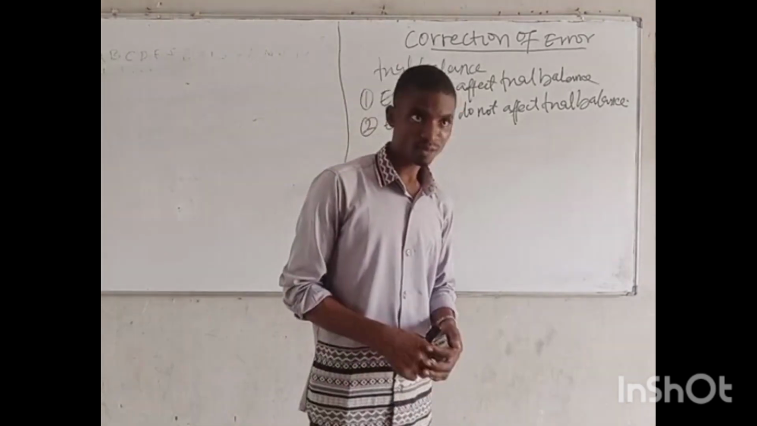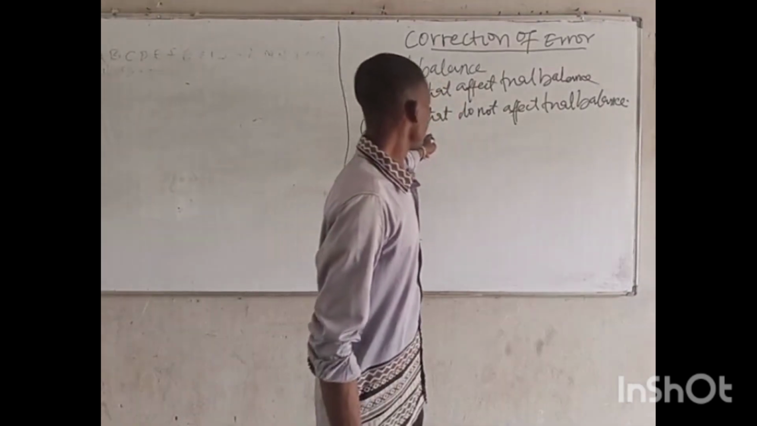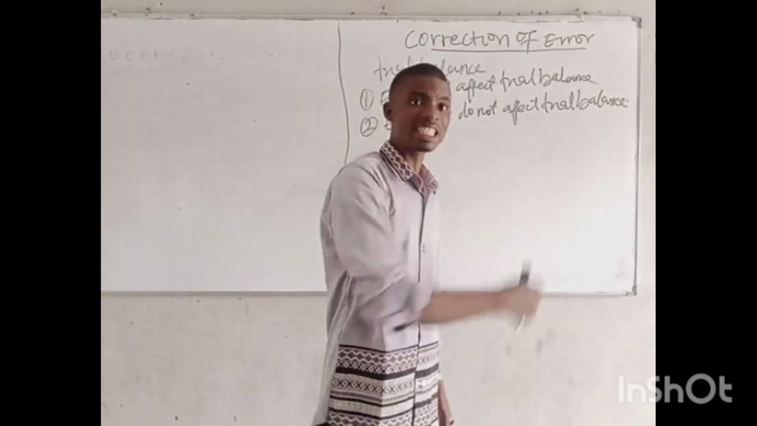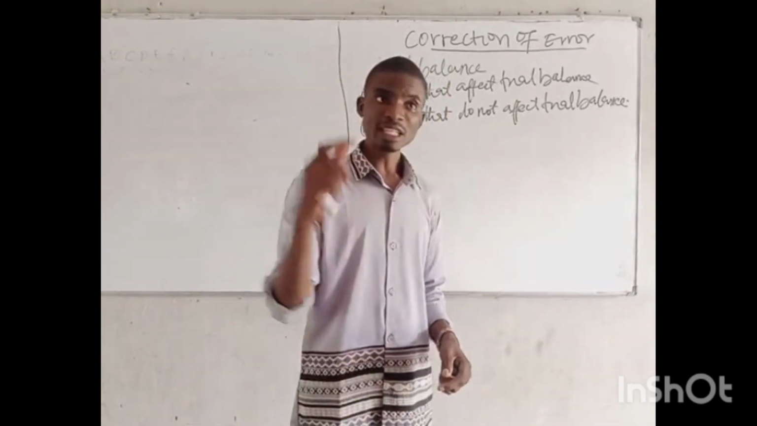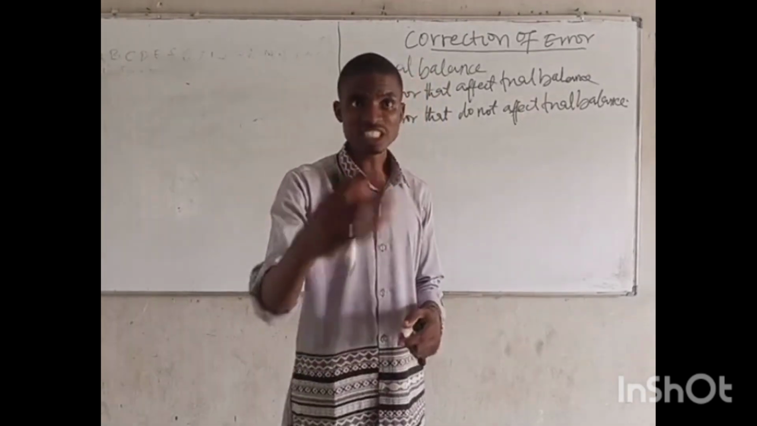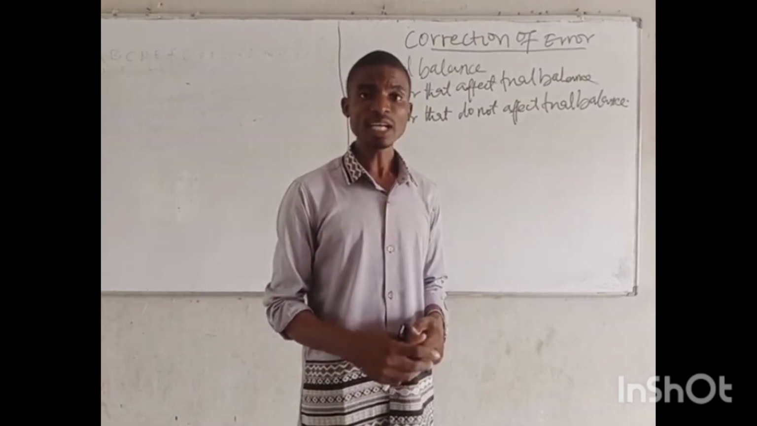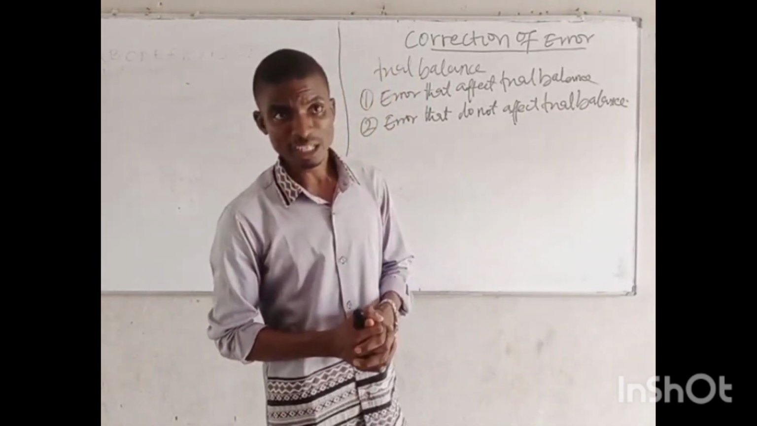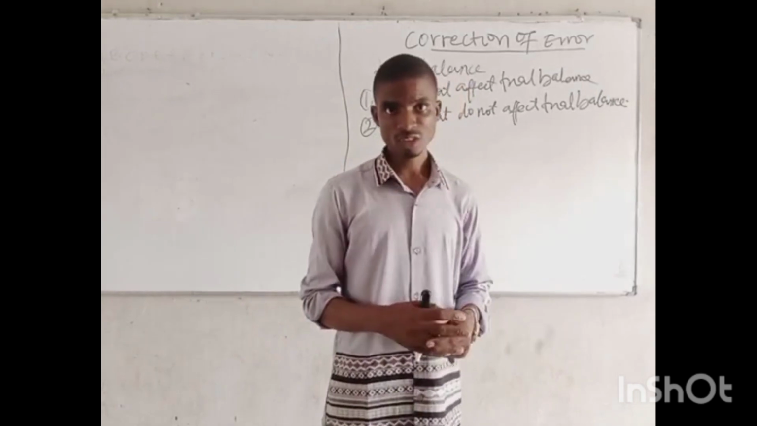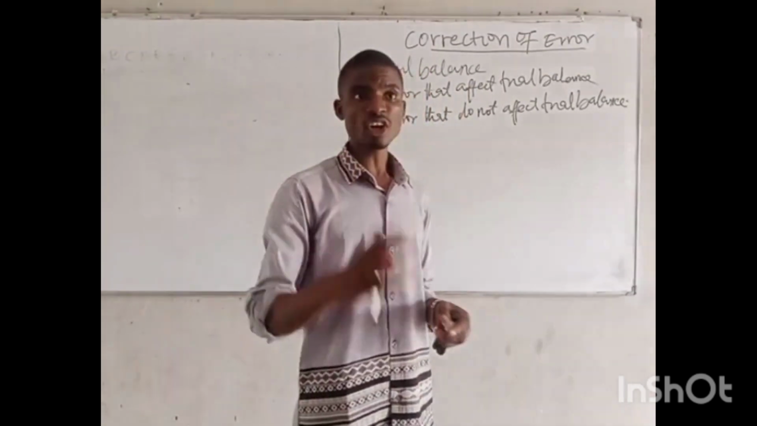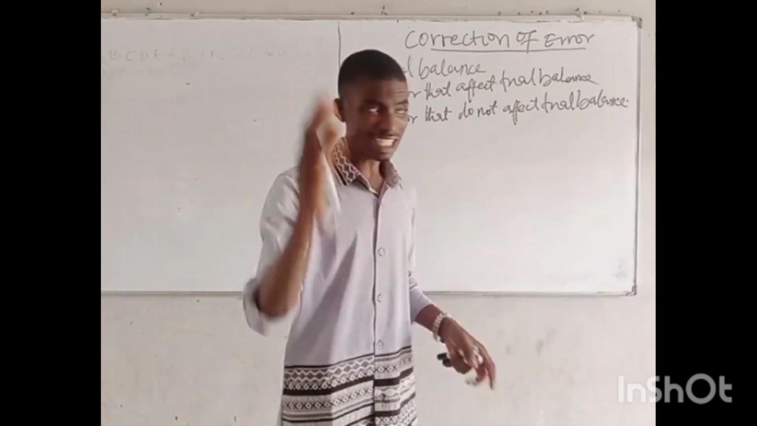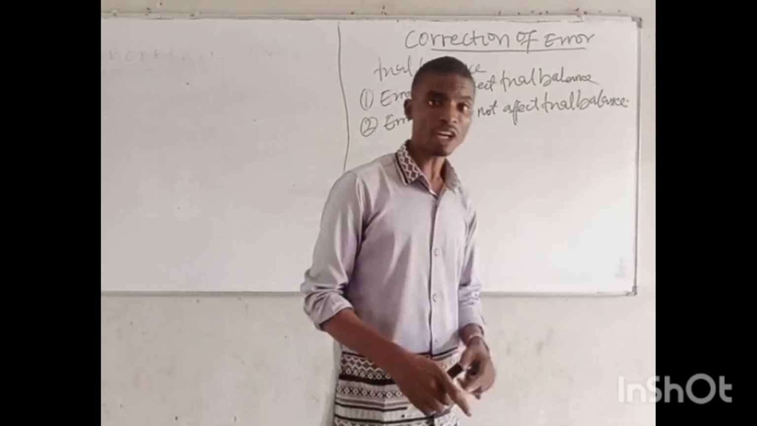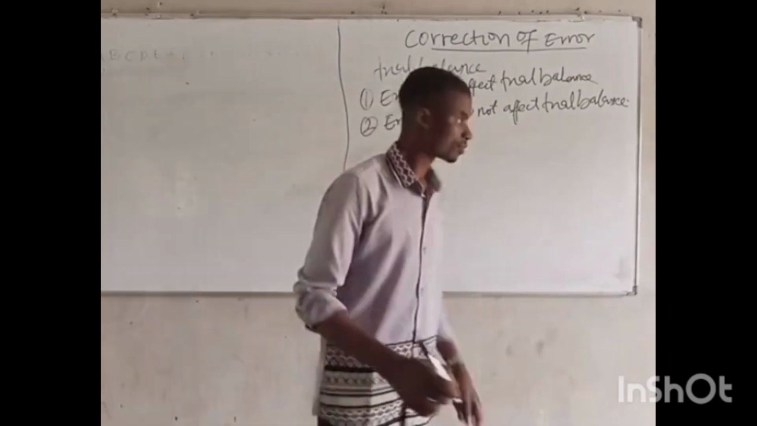trial balance. So under this, there are errors that can still exist in the account, and at the end of the day, the trial balance total will still agree. That's why I say that the agreement of the debit and the credit side of the trial balance is not a conclusive proof that there is no error in the account. We have about 6 major errors that can still exist in the books of account even when the trial balance total agrees. One of those errors is the error of commission.